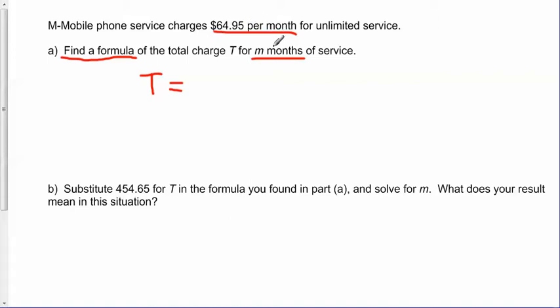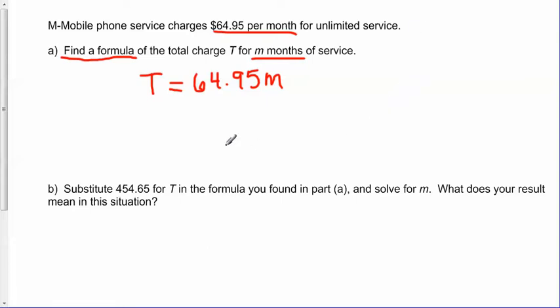But if I had, let's say, 10 months, how would I figure out how much it would cost? Well, I would take 10 months. I'd take that 10 times the 64.95. We don't know how many months we're going to use. We're just calling it M. So we're going to do 64.95 times the number of months, and that will tell us the total charge. And that's the formula that tells us the total charge for M months of service.